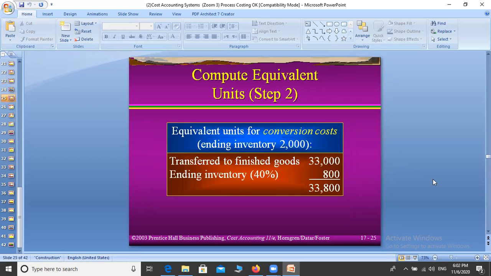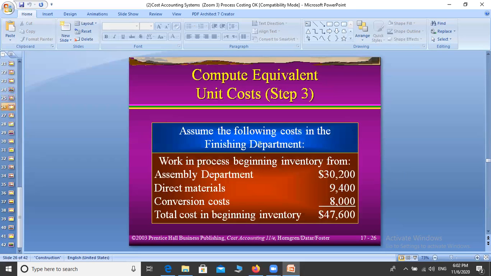Now, what about equivalent conversion cost? Equivalent units for conversion costs: transferred to finished goods 33,000, then ending inventory 2,000 times 40% regarding conversion cost equals 800. So the total is 33,800. Note that we are not using first in, first out, but we are using the average cost method.